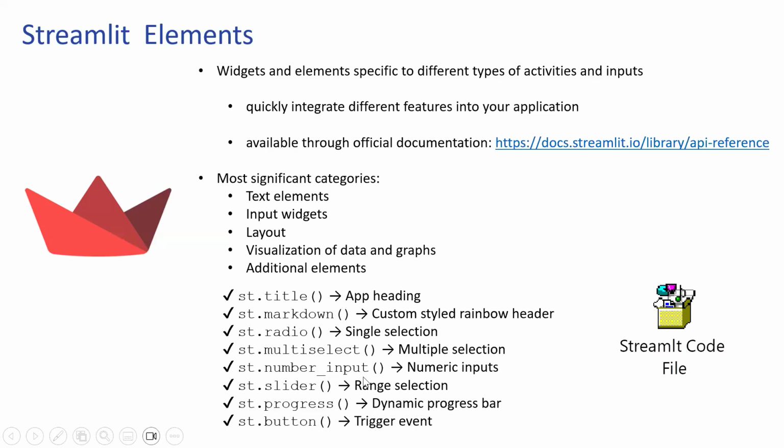st.number_input means you are taking a number only, not any string or anything. st.slider, something you can slide like a progress bar. st.progress is also there. st.button is there to trigger some event. So this is how Streamlit works. So let us start with simple coding.